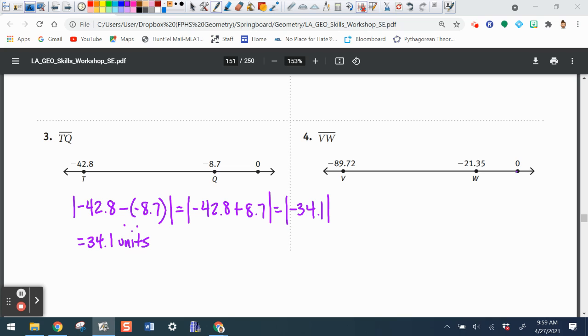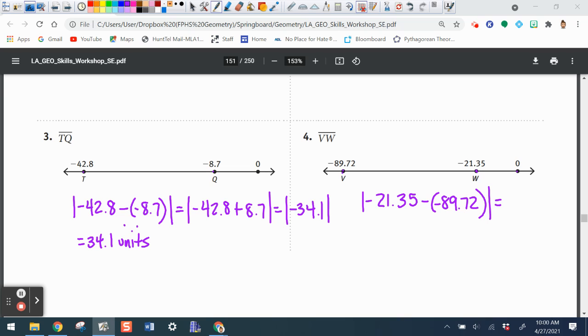So again, 0 is not between the 2 points on our line segment, so we're going to utilize absolute value here. So we'll start with W and go to V and just show you that it's the same thing as if we started with T to Q. So we're going to start at W at negative 21.35 and subtract V, which is located at negative 89.72.